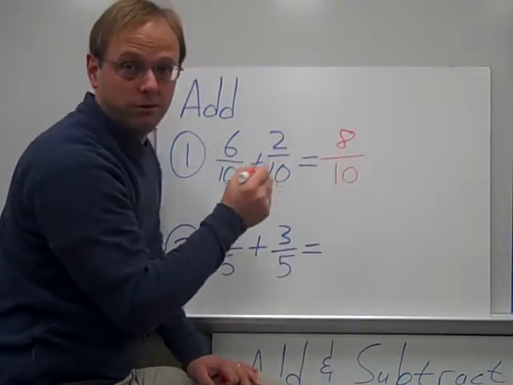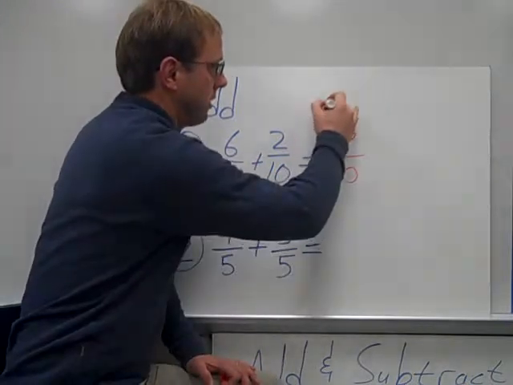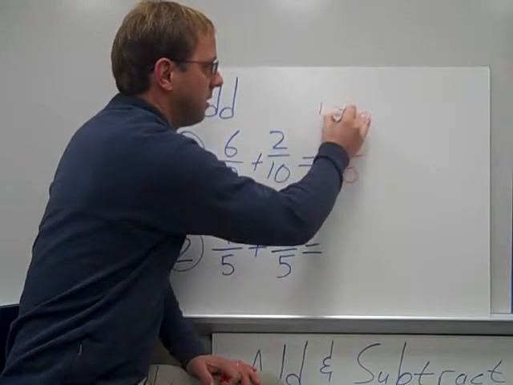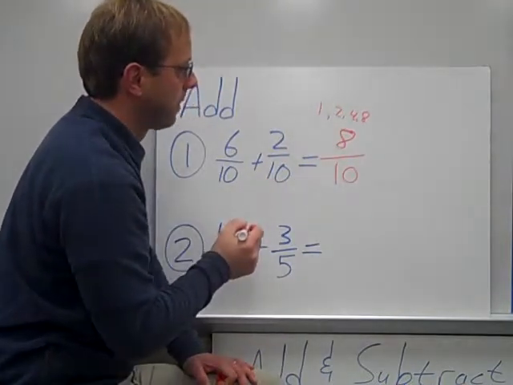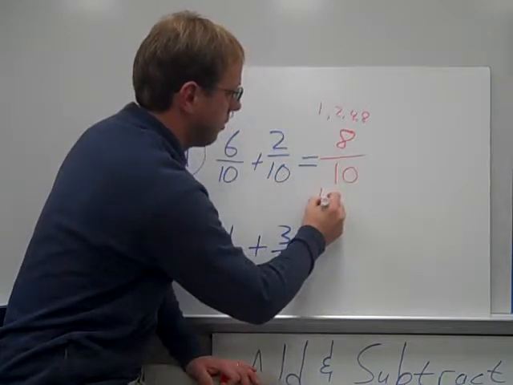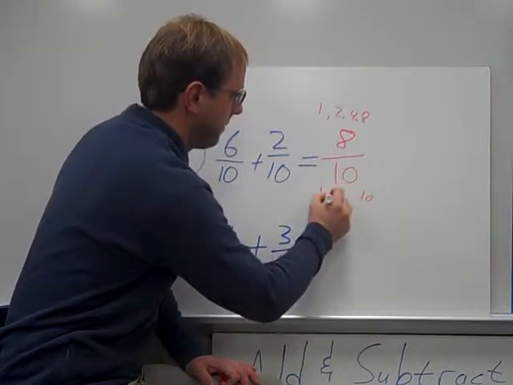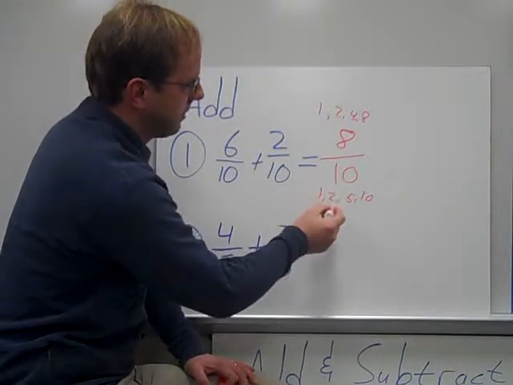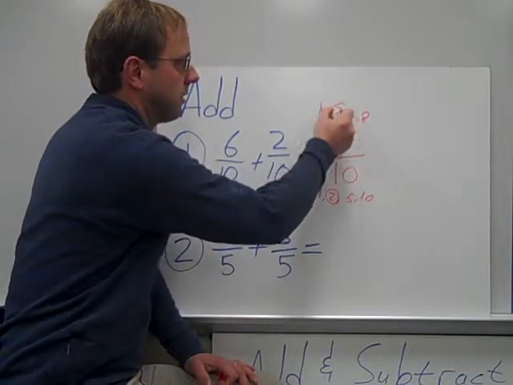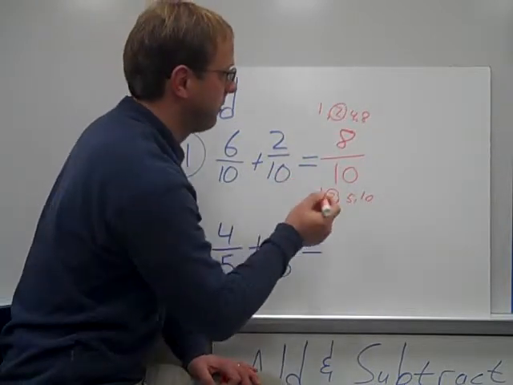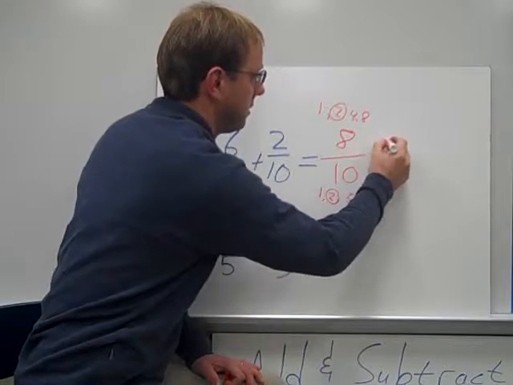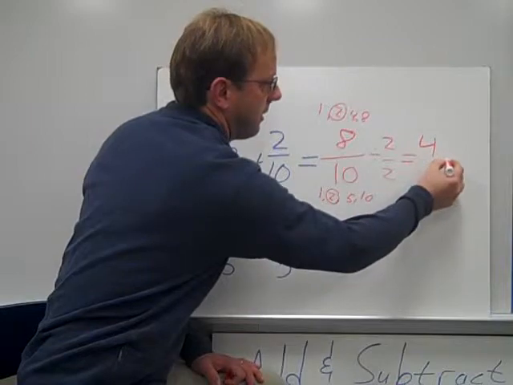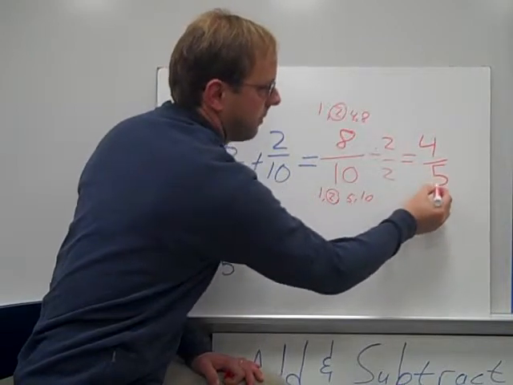So I'm going to show you a little different way to write the factors. You can do it above and below. The factors of 8 are 1 and 8, 2 and 4. My factors for 10 are 1 and 10, 2 and 5. Now I look and I see that my greatest common factor is 2, so I'll divide both of these by 2. And now my final answer in simplest form is 4/5.